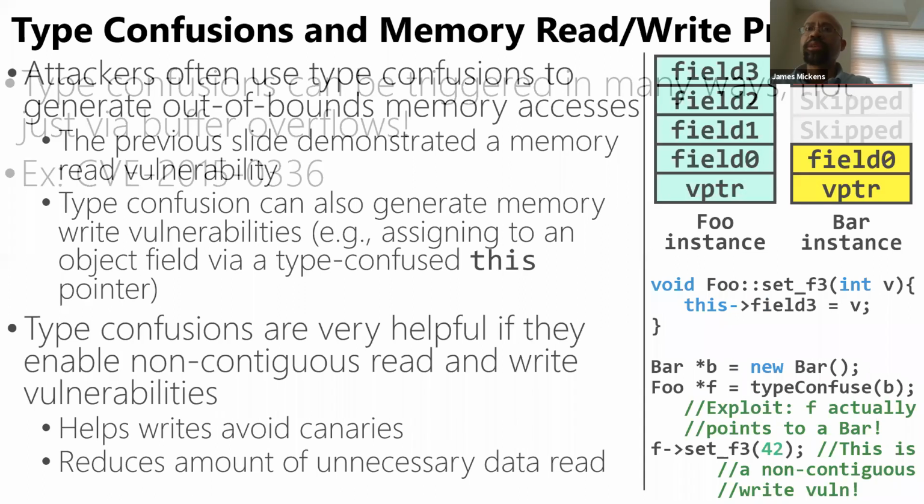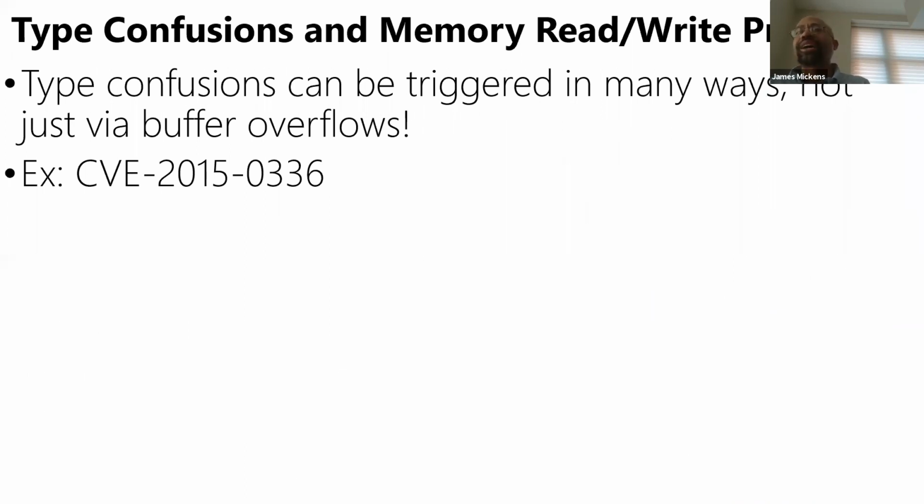Okay. Yes, so as I promised, type confusions can be triggered in many ways, not just via buffer overflows. It's amazing. I'm like a prophet for content that I created myself. So an example of this is CVE 2015-0336. So if you don't know, there is this big database of vulnerability disclosures. It's a CVE database. And all of the bugs that get discovered that have security implications, they get registered with CVE. And so the 2015 here indicates the year.